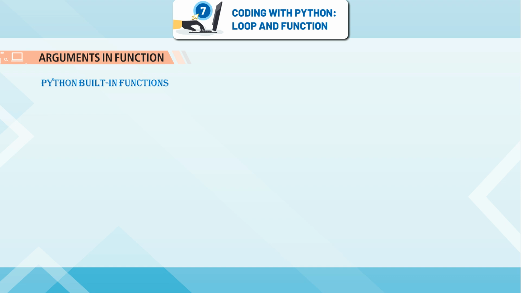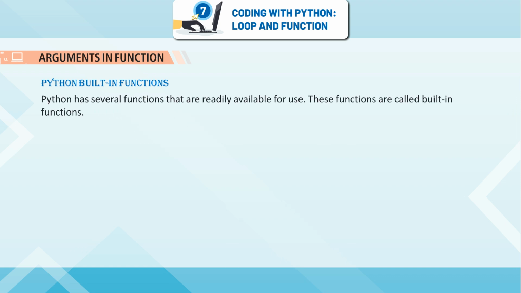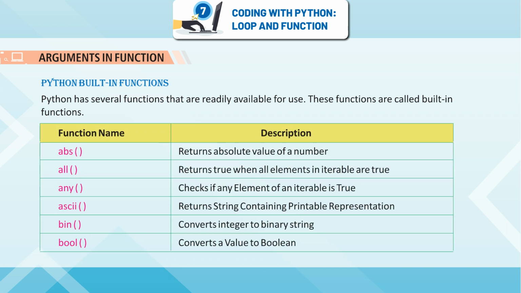Python built-in functions. Python has several functions that are readily available for use. These functions are called built-in functions. Function name and description. abs returns the absolute value of a number. all returns True when all elements in an iterable are true. any checks if any element of an iterable is true.